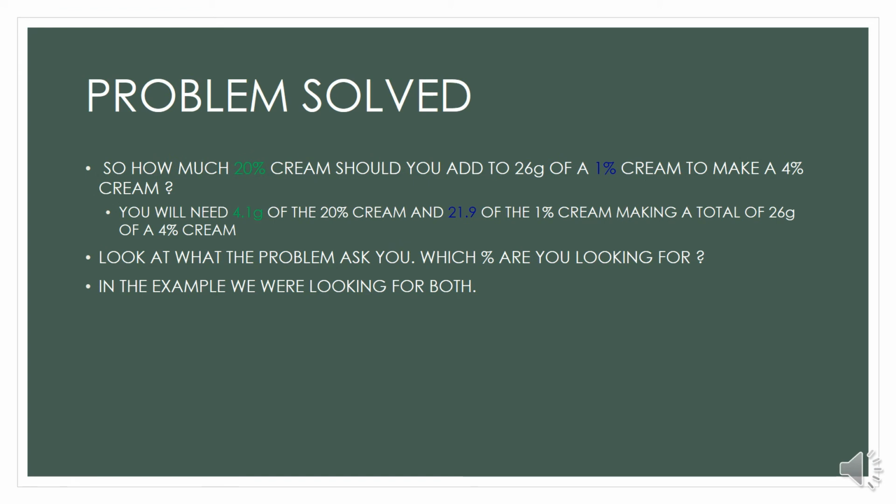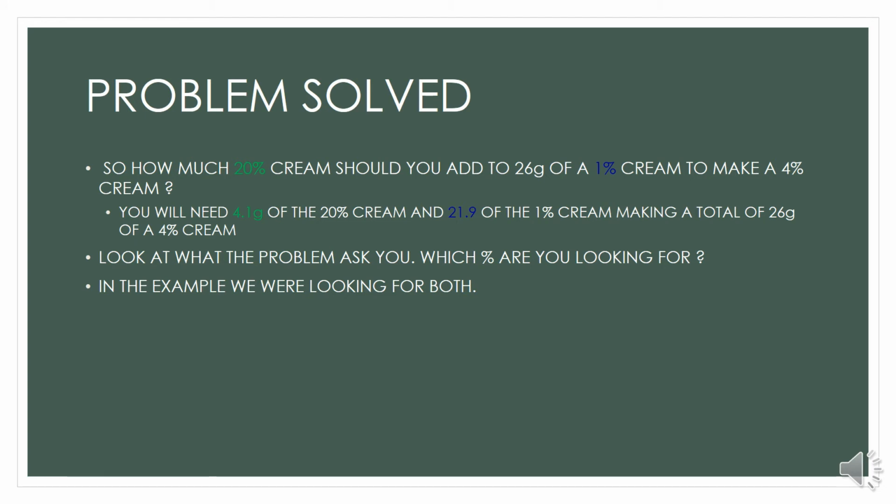So now my problem is solved. How much 20% cream should you add to 26 grams of a 1% cream to make 4% cream? You will need 4.1 grams of the 20% cream and 21.9 grams of the 1% cream, making a total of 26 grams of a 4% cream.